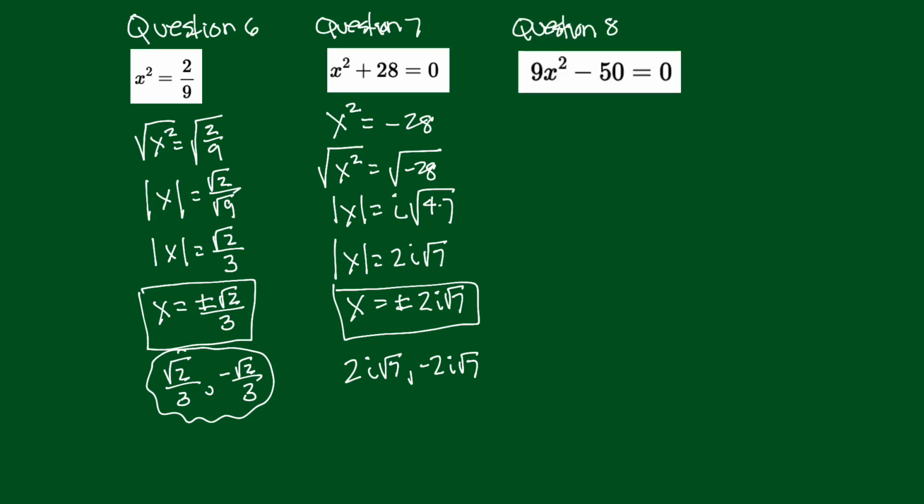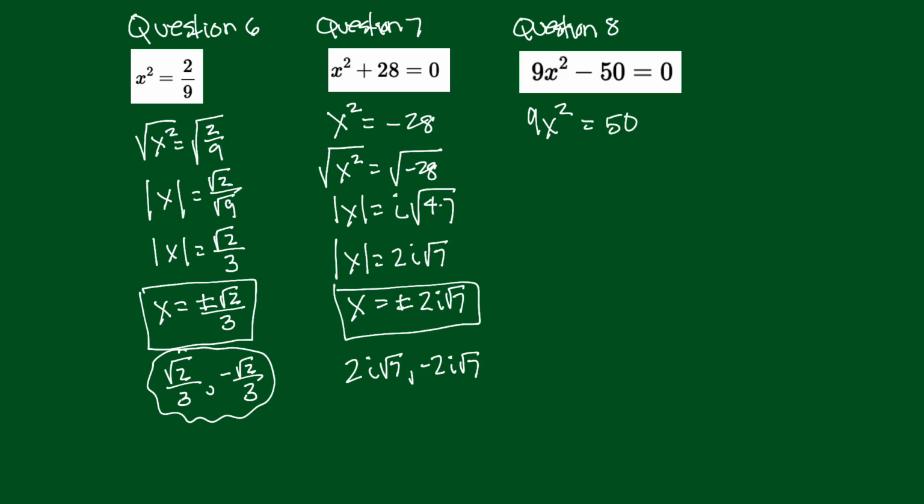Now here in question 8, we've got 9x squared minus 50 equals 0. I've got a squared term and a constant, no first degree term. So I'm going to separate these and use that square root method. Now I notice 9 and 50 have nothing in common, so I can't factor anything out. So let's start here. 9x squared equals 50.